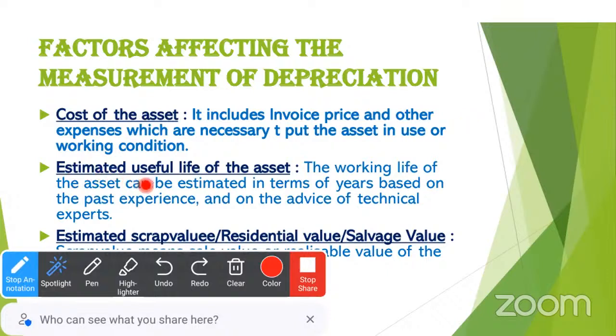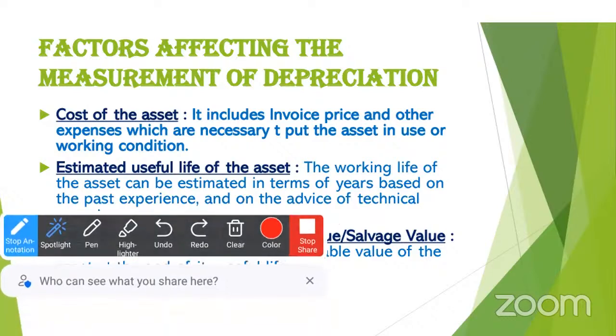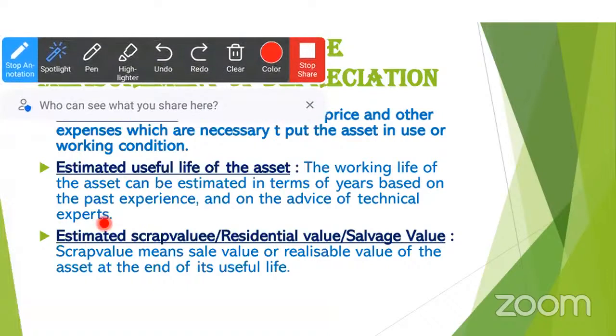Estimated useful life of the asset. The working life of the asset can be estimated in terms of years based on past experience and on the advice of technical experts. Okay, the life of the asset we can expect through technical experts. The working condition of the asset we can estimate beforehand.